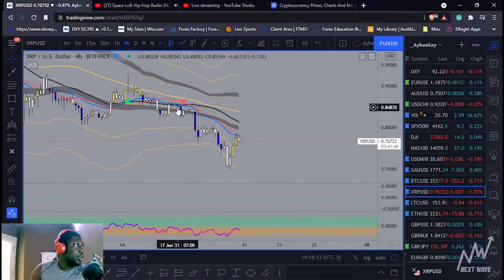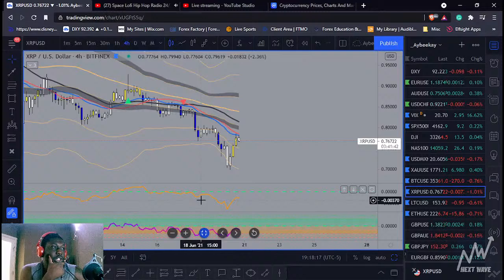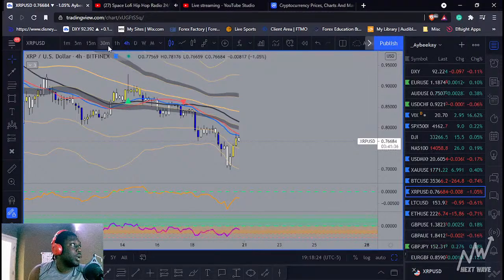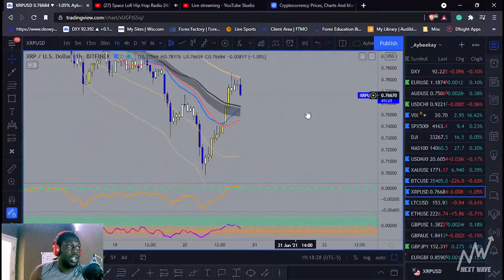We have here the 4 hour time frame. It's not necessarily the greatest looking to me on the 4 hour for me to try to get into any type of buys, of course. So that's not what I'm going to be looking at. I'm going to be paying attention mostly to this. Well, not really the 1 hour.